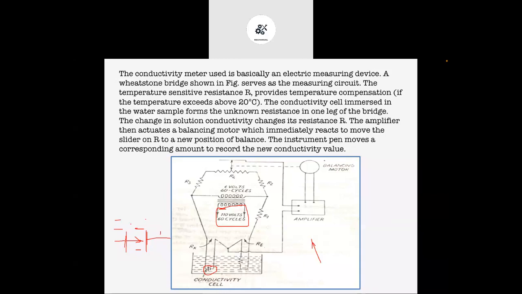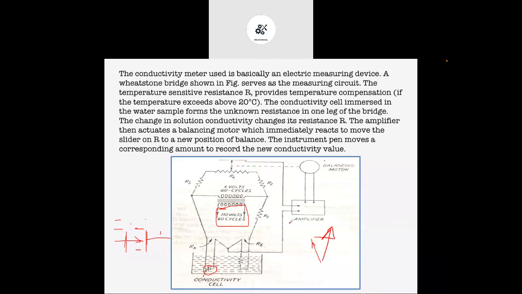Because of that, current will pass through this water, the circuit will be closed, and whatever current passes will give input to the amplifier. Because the amount of current we pass through this circuit is very small, we have to amplify it. That signal will be amplified and given to the indicator, so the indicator shows the respective reading.